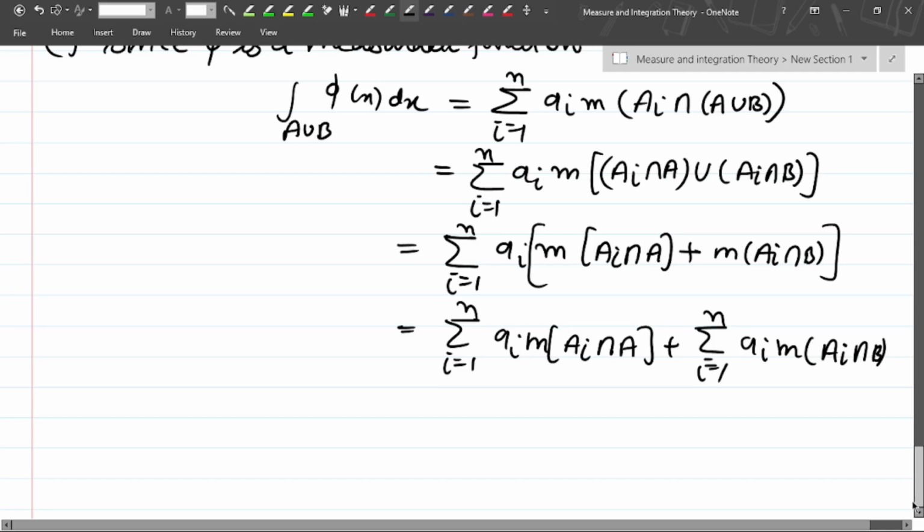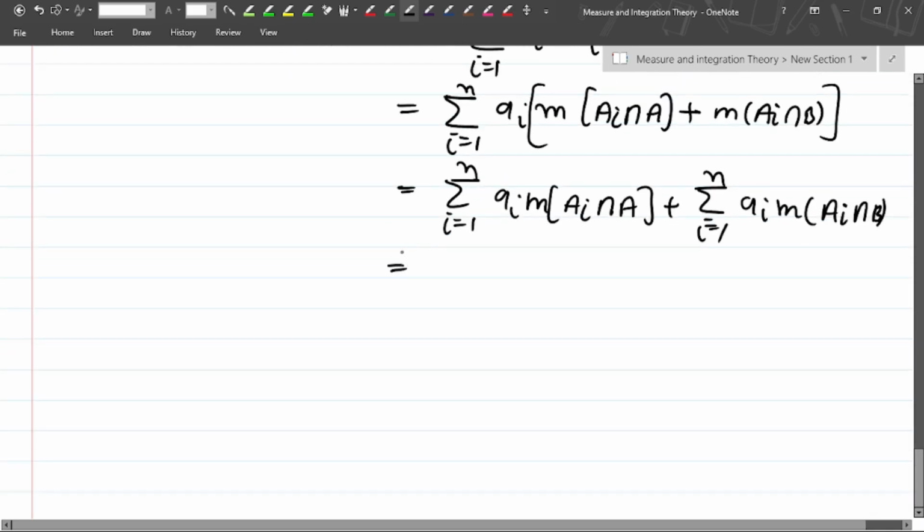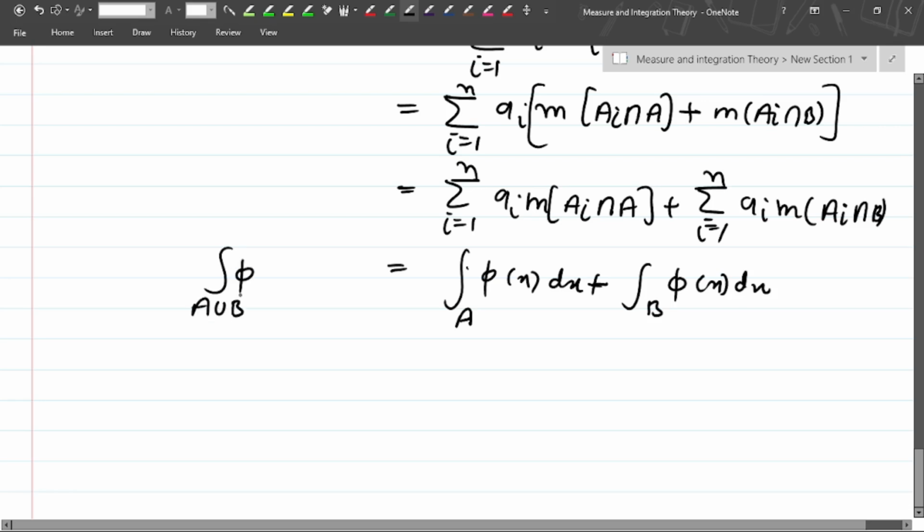The integration will be over that function within the intersection. It means it is the integration over A of phi of x dx, plus the integration over B of phi of x dx, which is the integral over A union B of phi of x dx. So this is result number 2.